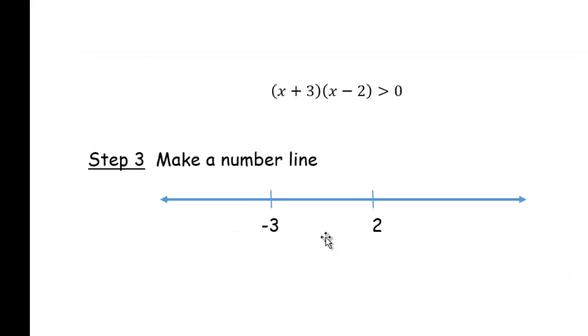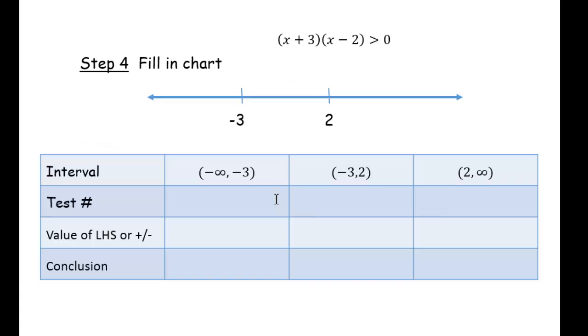Alright, so step 3, you make a number line and you plot those numbers that you got from step 2. Step 4, those numbers divide the number line into intervals. The first interval is negative infinity to negative 3. The second interval goes from negative 3 to 2. And the third interval goes from 2 to infinity. So those are my three intervals. I want to pick a test number from each interval, and then I'm going to determine whether this expression on the left here is positive or negative at each test. And then I'll draw my conclusions from there.